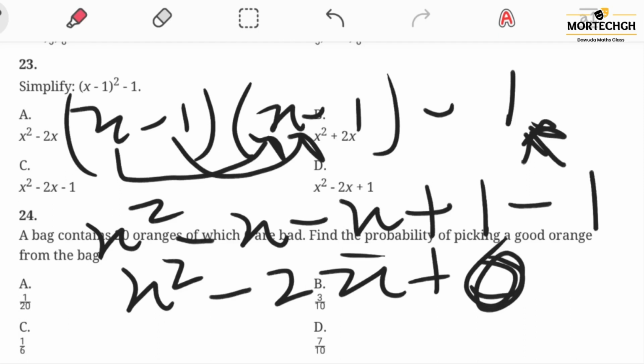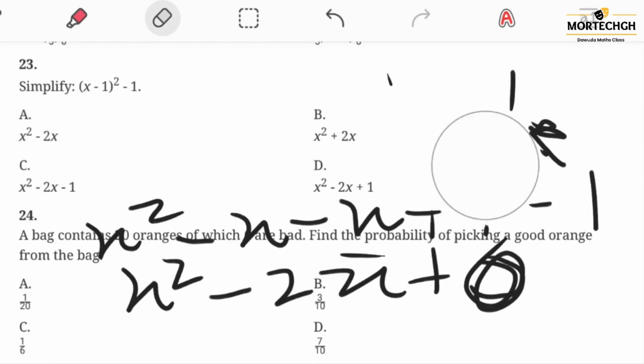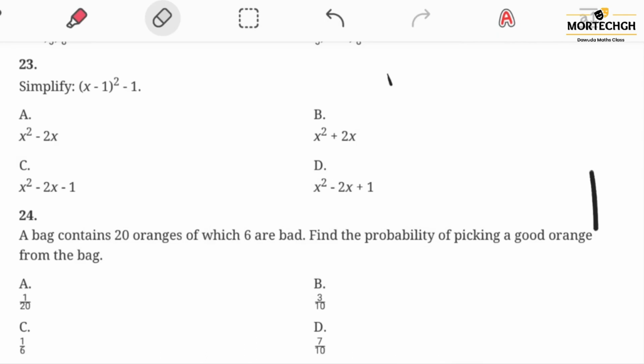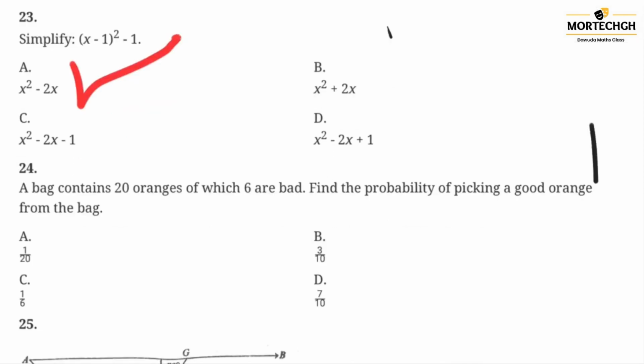Do you have x squared minus 2x from the answers? Yes. x squared minus 2x, which is A. Let's clean this. x squared minus 2x will be A. That will be A.